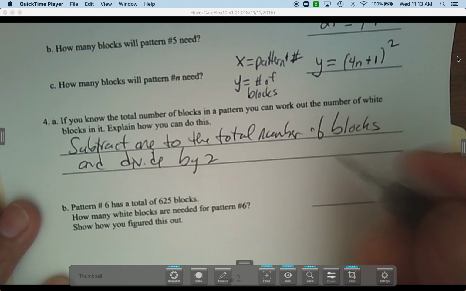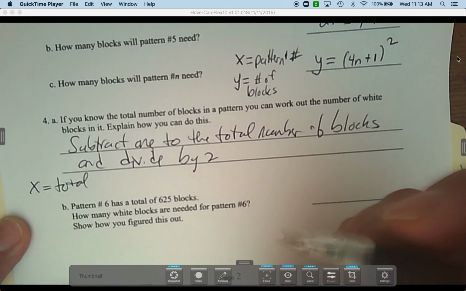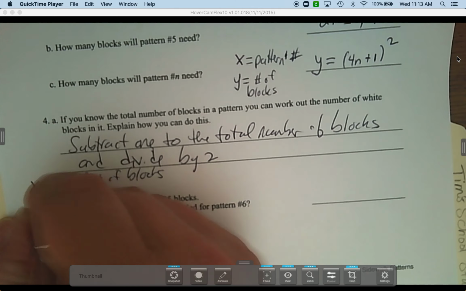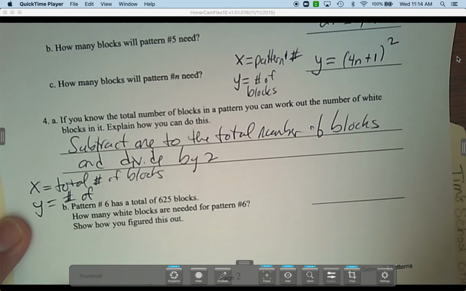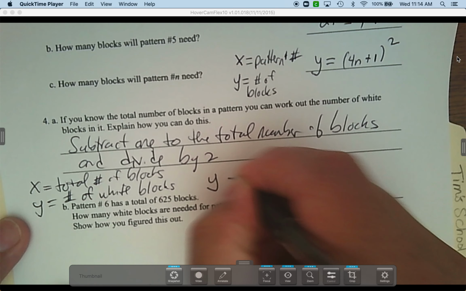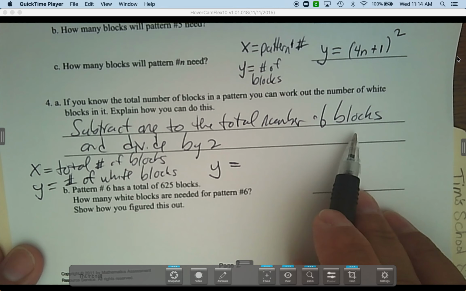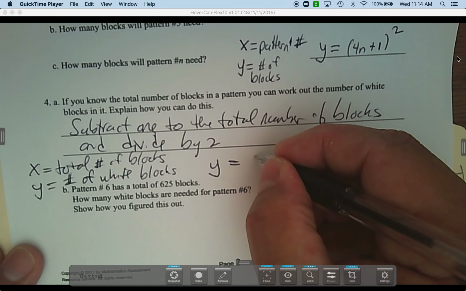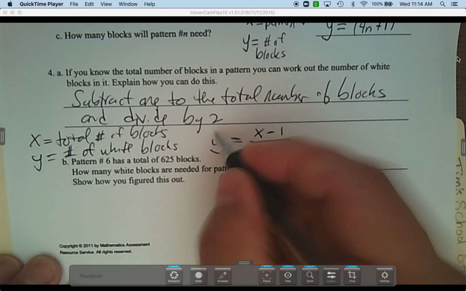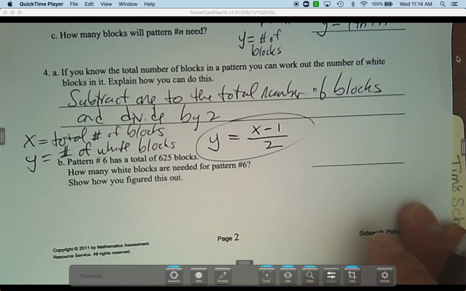and divide by 2. Now, if x is the total number of blocks, y is the number of, was it white, right? White blocks. What would the equation look like? So if I knew the total number of blocks, what would you do again? So I said you would take the total number of blocks and subtract 1 to begin with. And then once you get that answer, what would you do? Divide by 2. So now you have an equation where you could figure out, once you know the total number, how many white blocks there are.